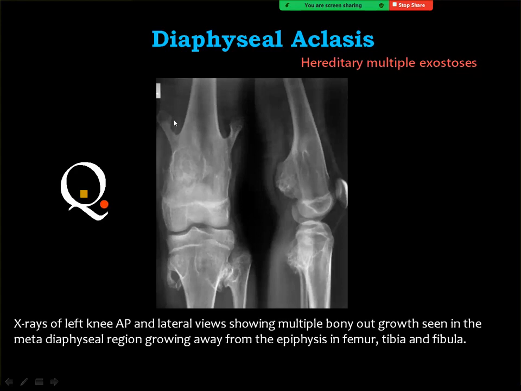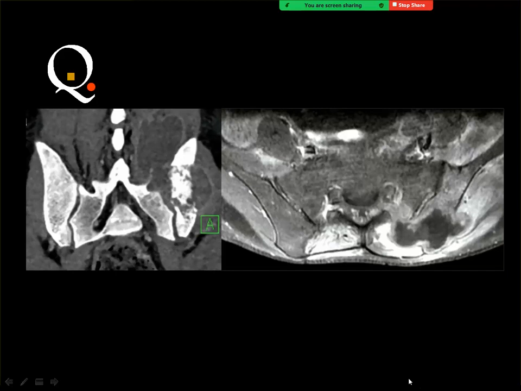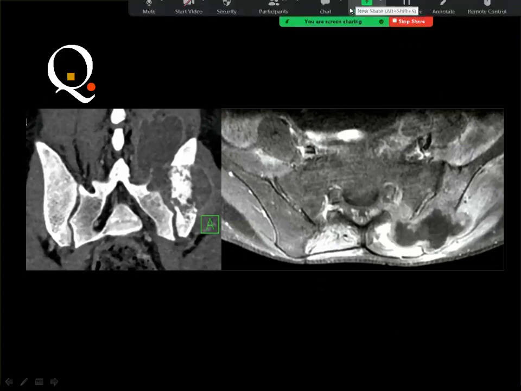You have multiple osteochondromas with abnormal bone remodeling distributed throughout the skeleton. Next case is coronal CT of the sacroiliac joints and the axial T1 fat sat with contrast MRI.